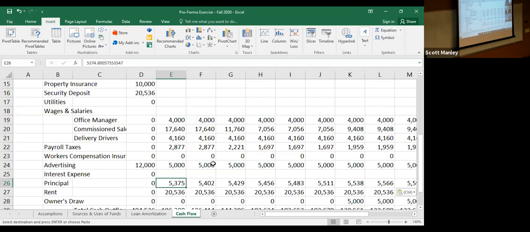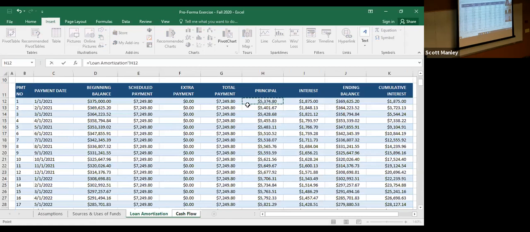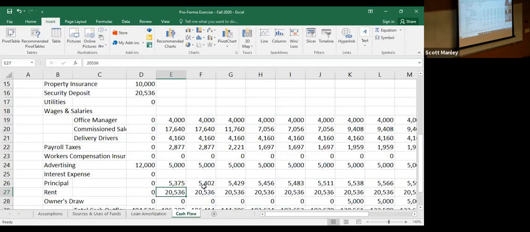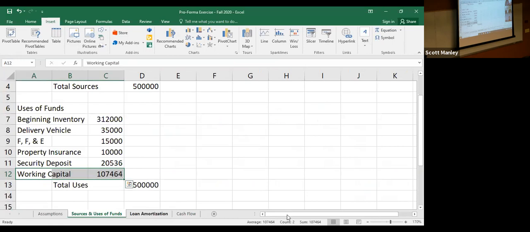The preferred way to do it would be to go in here, right here, and say, go to loan amortization, H12. Go to loan amortization, H13. Loan amortization, H14. Just in the interest of time, because I want to be on the cash flow, on the income statement before the end of the day.